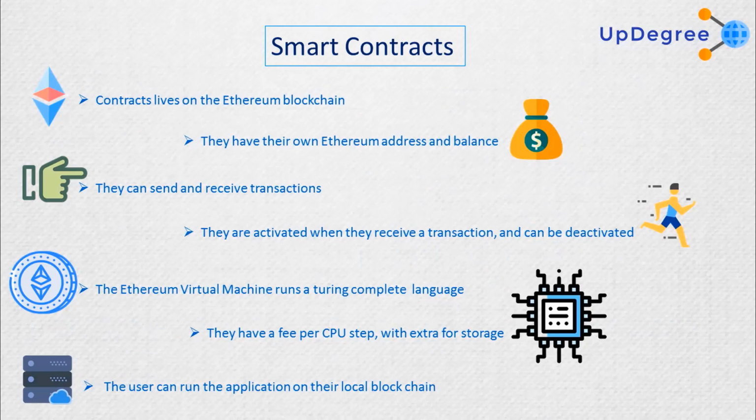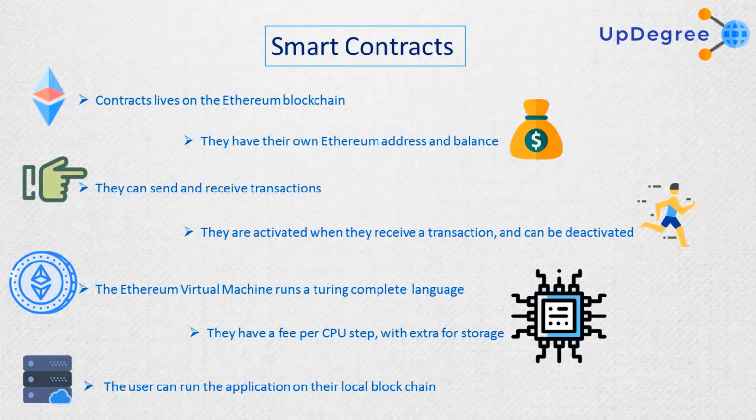So as we see, what are smart contracts? They are contracts that live on the Ethereum blockchain, and they have their own address and balance, and the currency which is used in Ethereum is called Ether. So they can send and receive transactions, and they are activated only when a transaction is happening, and they can be deactivated. The Ethereum virtual machine runs on a complete Turing language. So actually, it runs on what is called Solidity, and they have a fee per CPU step with extra for storage, and they can run the application on their local blockchain.